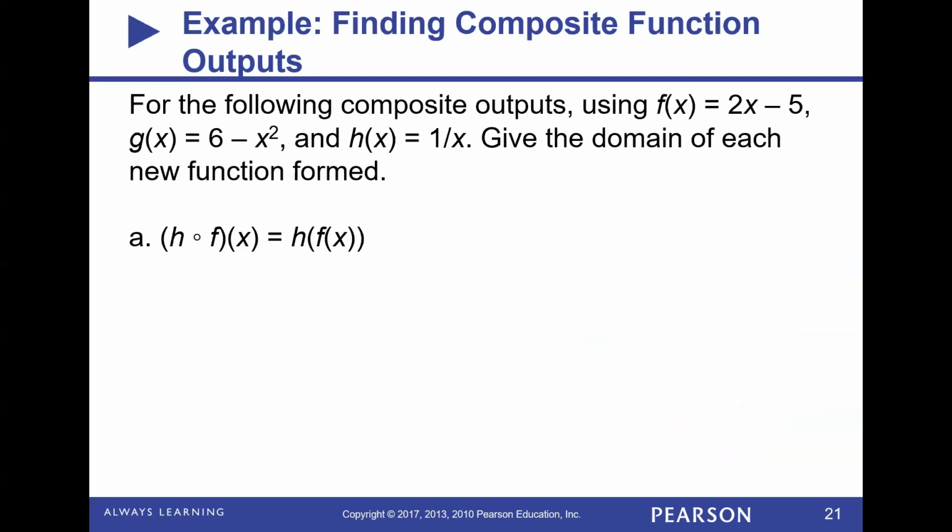So let's try this way. For the following composite outputs, we're going to use f of x equals 2x minus 5, we're going to let g of x equal 6 minus x, and we're going to let h of x be 1 over x. Once we have figured out what the new composite function is, then we want to look at the domain of it, okay? And I'll give you a good idea of what to look for with the domain issues.